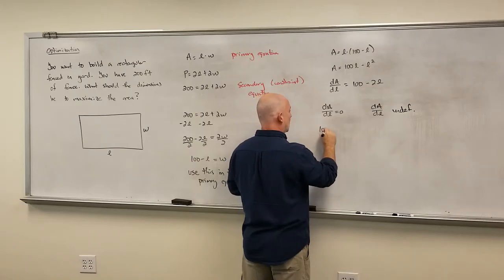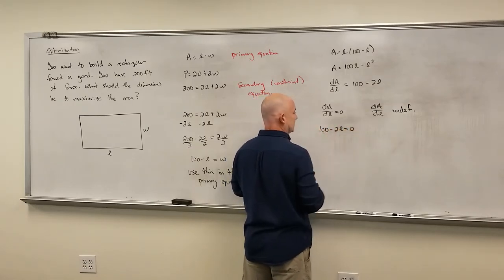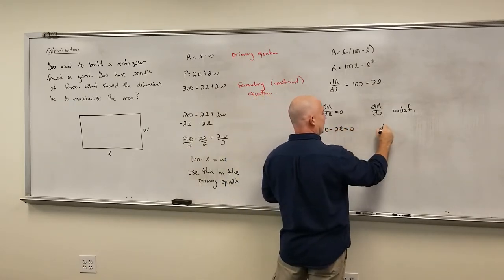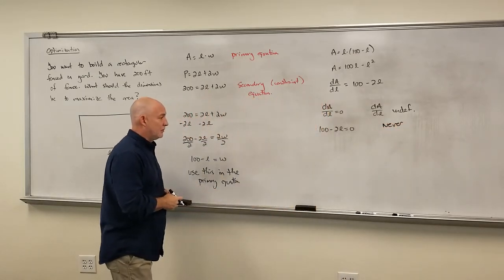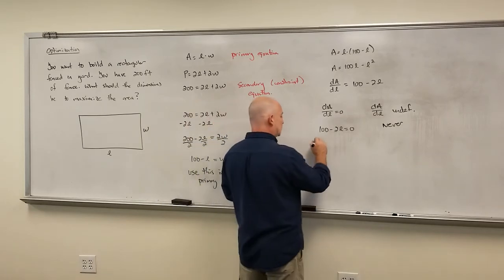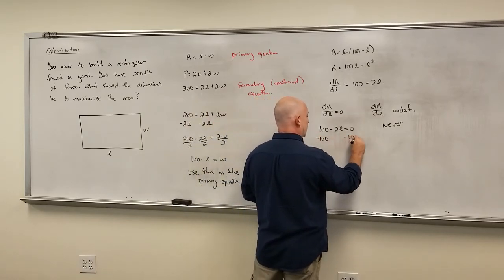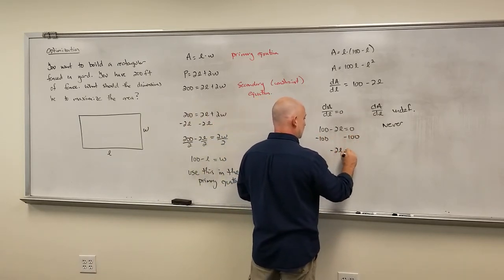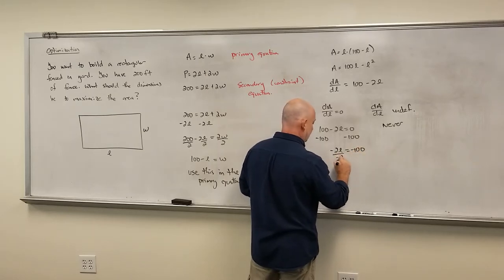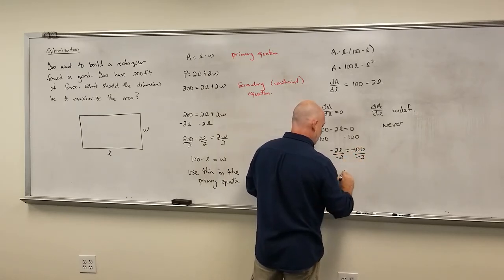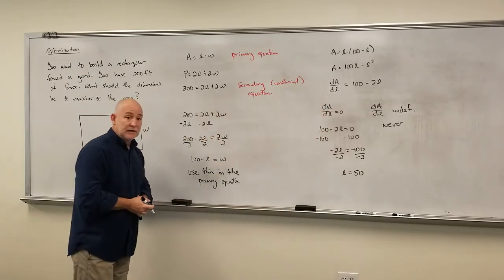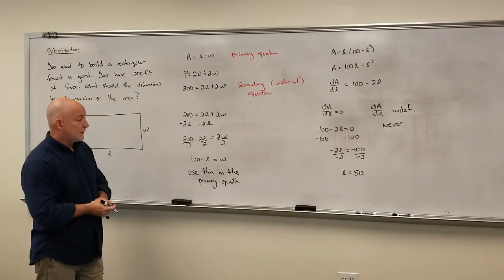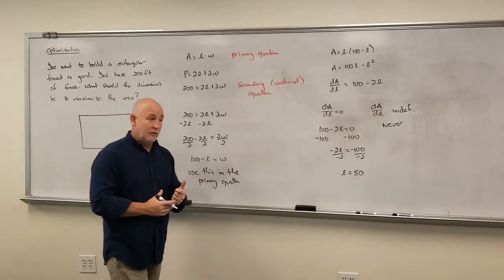Well, 100 minus 2L is equal to 0. We should be able to solve this, and we can see here again, like it happens a lot, this is never undefined. So solving for L real quick, we get minus 2L is negative 100, divided by negative 2. So to maximize our area, we're going to need the length to be 50. Okay, so there's part of our answer.